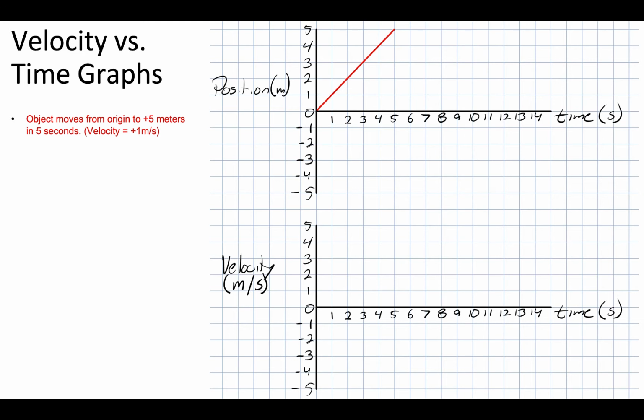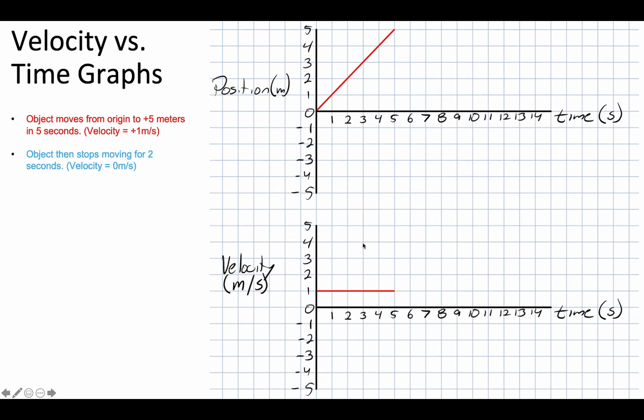So on our velocity versus time graph, that's going to look like a flat line at the 1 meter per second y value, and that is going to be over the course of 5 seconds. That's telling us this object had this velocity for 5 seconds. So very, very different so far.